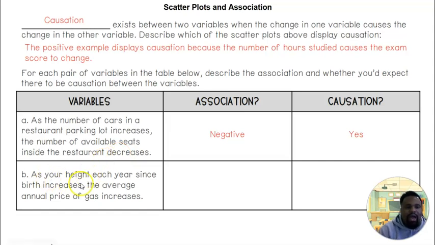So that does have a direct effect on the other variable. Let's look here. As the year increases, the average annual price of gas increases. Is there association? Yeah, because as X increases, Y increases, that's a positive association. Is there a causation though? Like, does my height determine the price of gas? No, so that's not causation. So you want to look at the two variables, see how they're related, if they're related at all, and you can determine whether or not it's causation.